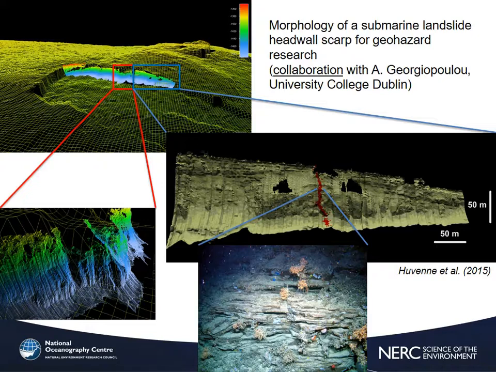The same technique can also be used, for example, for geohazard research. This is an example of where we did vertical mapping on the vertical headwall scarp of a submarine landslide to help people who do geomechanical studies of sediment packages to understand better the structure of the package that has failed.